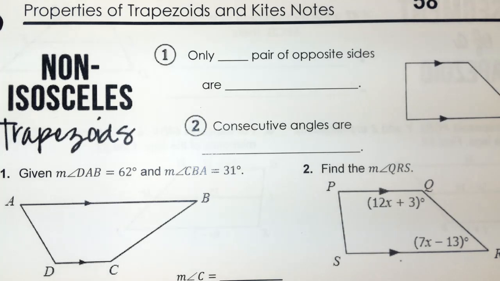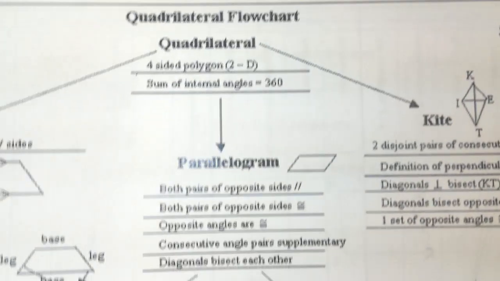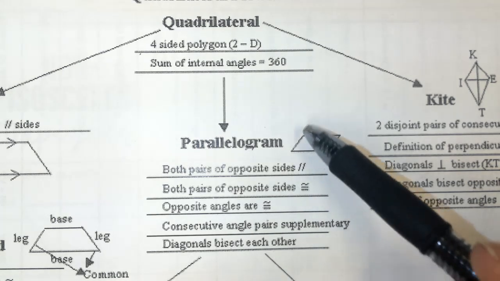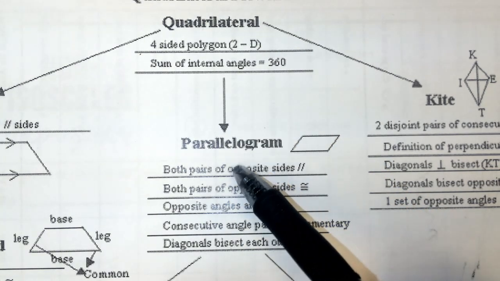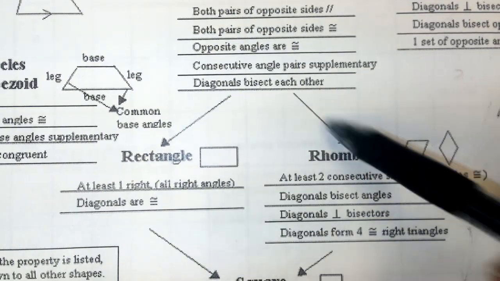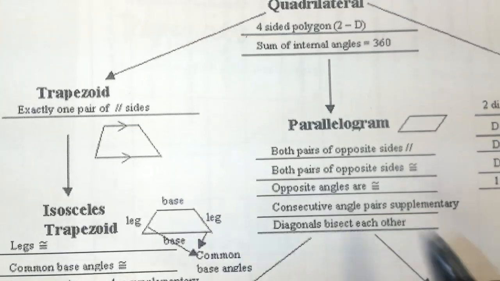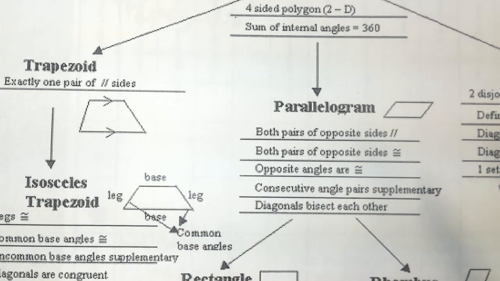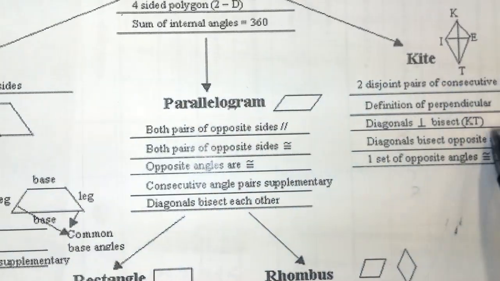This is properties of trapezoids and kites notes. In this unit so far, I've covered the parallelograms. On the flow chart that we looked at when we first started, we did all the stuff down the middle. The parallelograms, which would be the rectangles, rhombus, and the square, are all considered to be parallelograms. Today we've got to do the trapezoid, which includes the isosceles trapezoid, and on the other side the kite, which is its own thing entirely. We're doing those today.